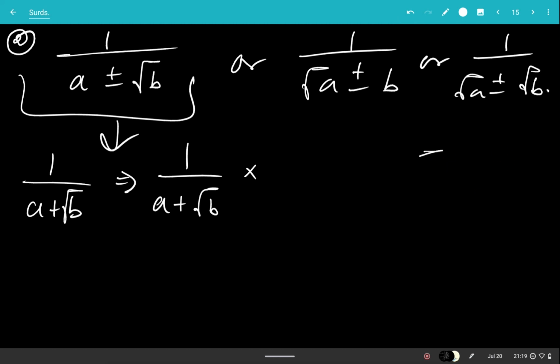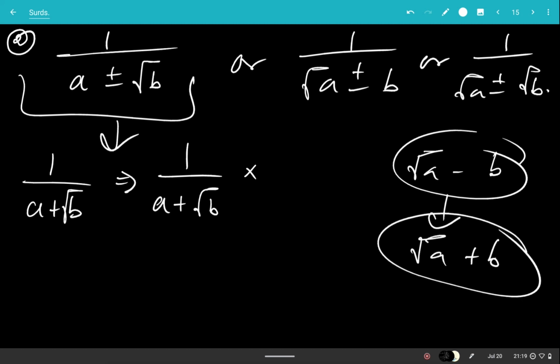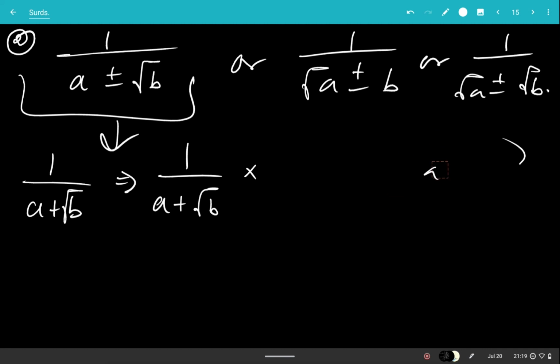So if I have root of A minus B, the conjugate of this will simply be root of A plus B. When I say conjugate, it simply means that I'm looking for the same expression, but the sign in between will shift. If it was negative, it becomes positive. If it's positive, it's going to be negative. So that's what I'm trying to illustrate. So the conjugate of the denominator will just be A minus root of B. Remember, we're multiplying the top and bottom by the conjugate of the denominator, which is A minus root of B.